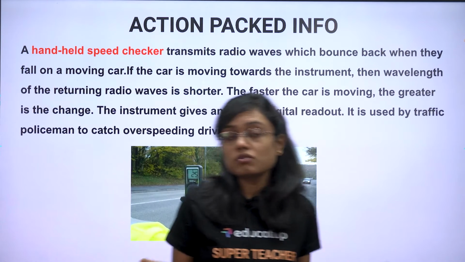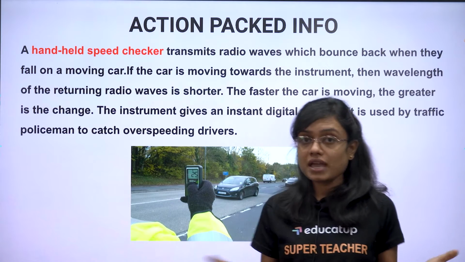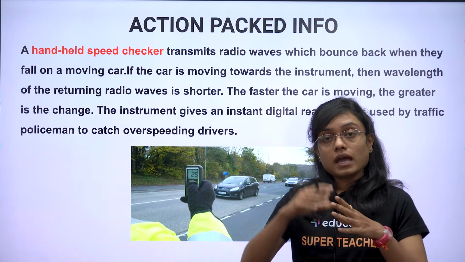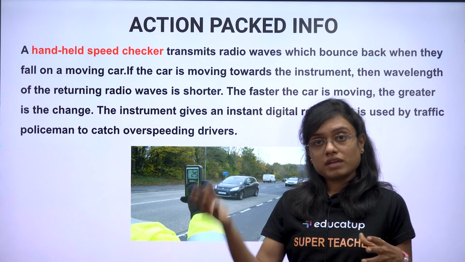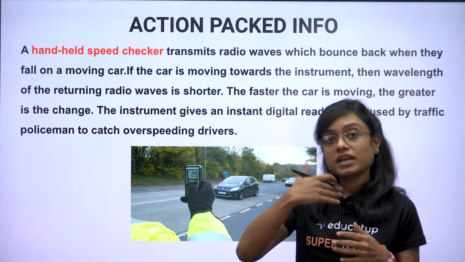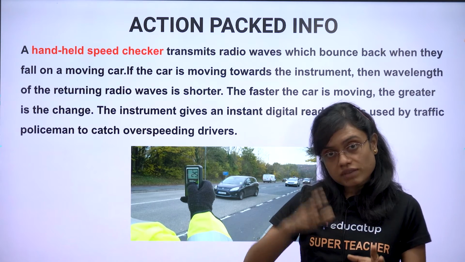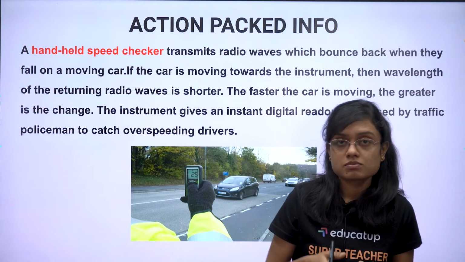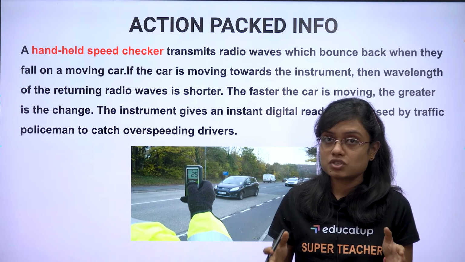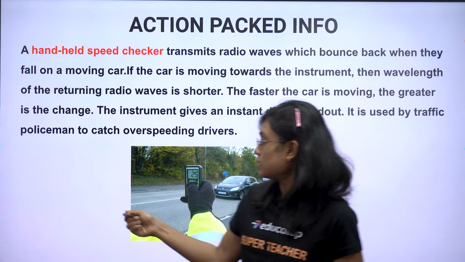Isn't it something very good and useful kind of an object? A useful device, because it transmits radio waves. The radio waves strike the vehicles, and if they are moving at a higher speed, the wavelength is shorter. So they get to know that the vehicle is moving at a higher speed, and they can ask the person to slow down, and can catch them to avoid accidents. Very useful device. Now let's move ahead.